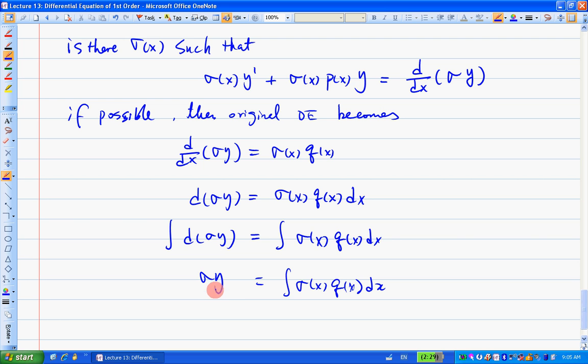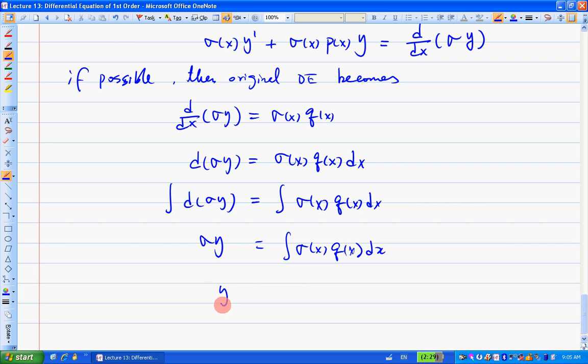Then y will simply equal 1 over sigma multiplied by this guy here. That's going to be the solution, plus a constant c like that. That's going to be the solution here.